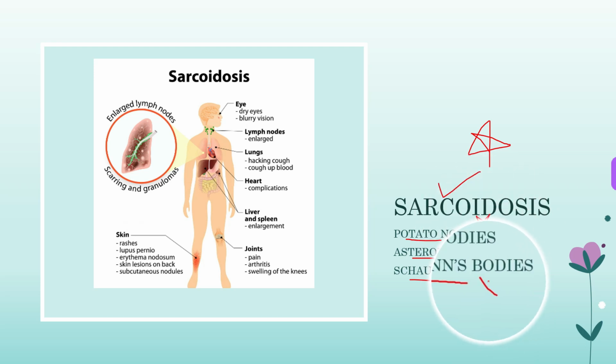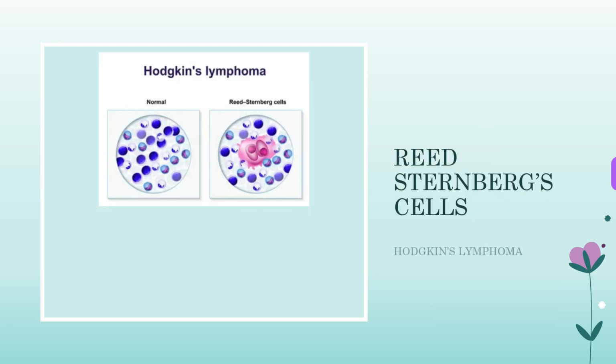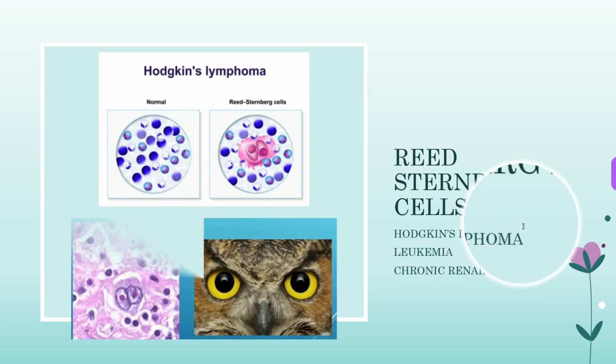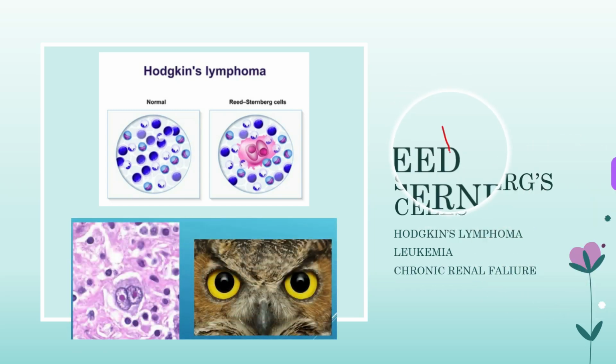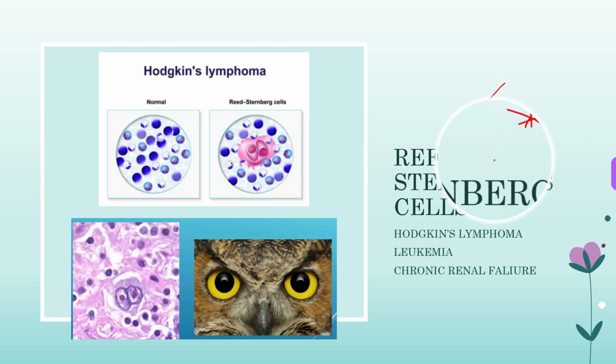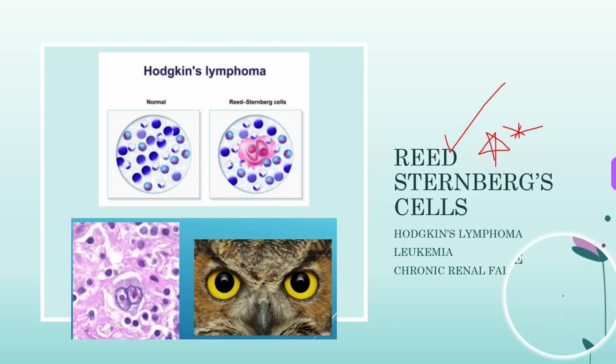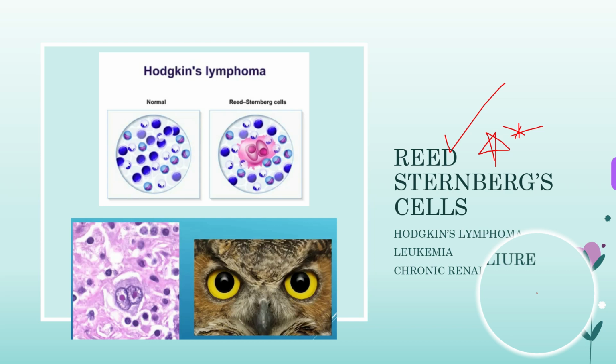Next, we have Reed-Sternberg cells. So Reed-Sternberg cells, first, everybody knows this. These are found in Hodgkin's lymphoma. But we have another two conditions, that is mycosis fungoides and infectious mononucleosis. So Reed-Sternberg cells are found in Hodgkin's lymphoma, mycosis fungoides and infectious mononucleosis.